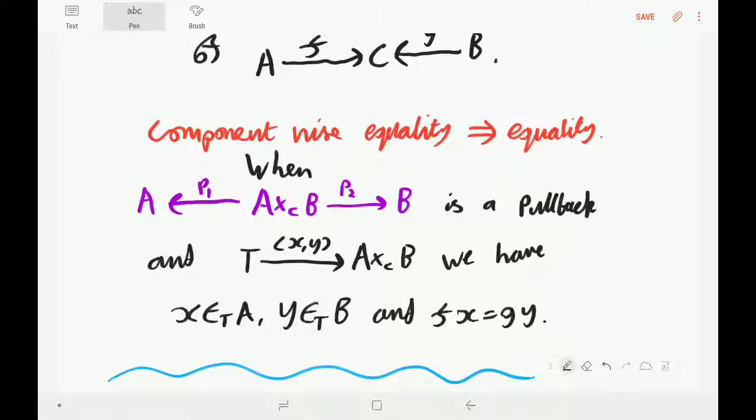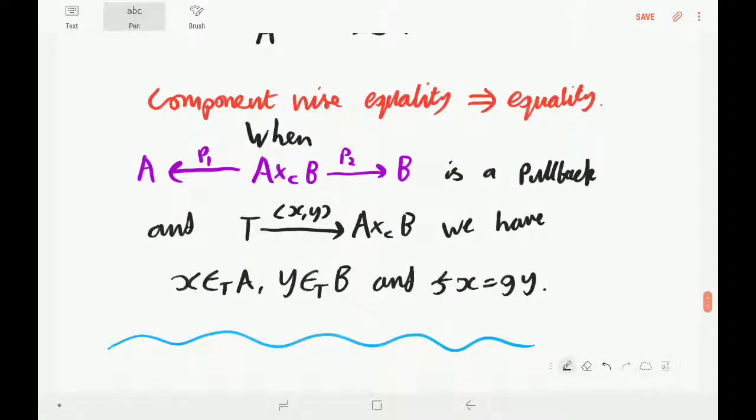Let's also think about how we can talk about pullbacks in terms of generalized elements. A nice property that they have is that when we have an arrow x comma y from T to A times over C B, then x is a T element of A and y is a T element of B, and f x equals g y. That suggests that we can write a pullback as a combination of a product and an equalizer, and we're going to see that that is indeed so.